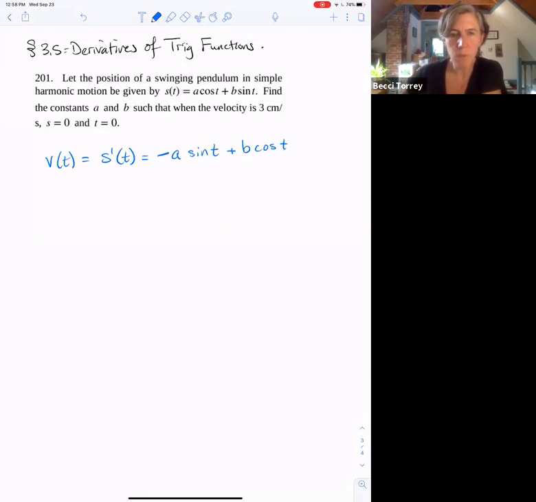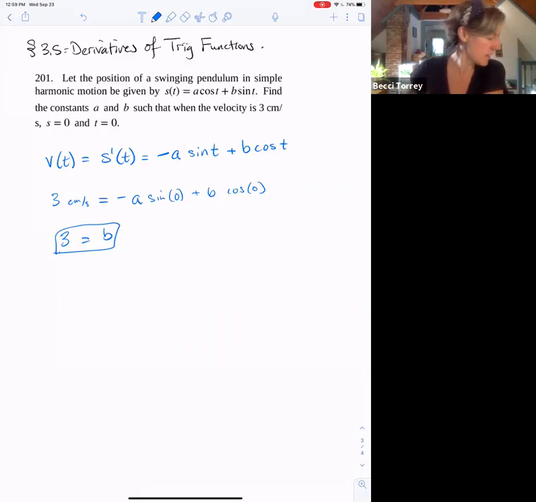And they've told us that we want to figure out what a and b are when the velocity is 3 centimeters per second. So velocity is 3 centimeters per second is equal to minus a times sine of 0, plus b times cosine of 0. So 3 is equal to, sine of 0 is 0, cosine of 0 is 1. So that's telling us that b is equal to 3. So we found one of the two numbers that we're trying to find.